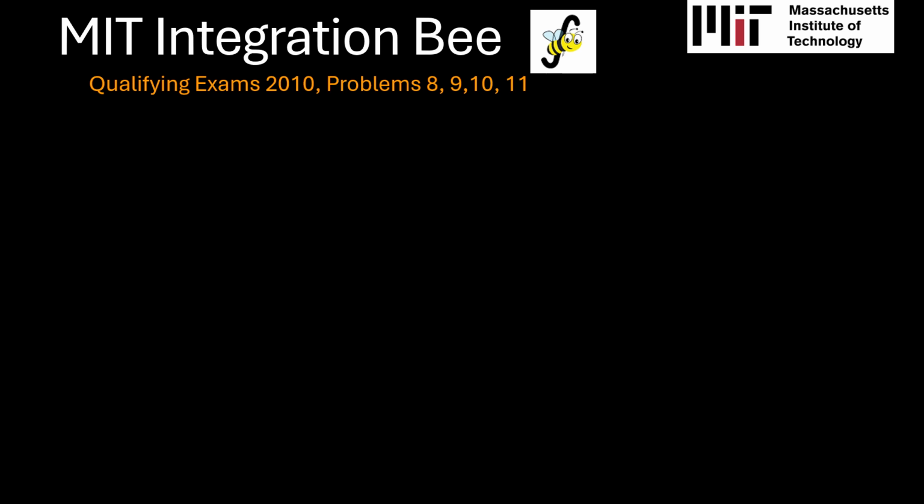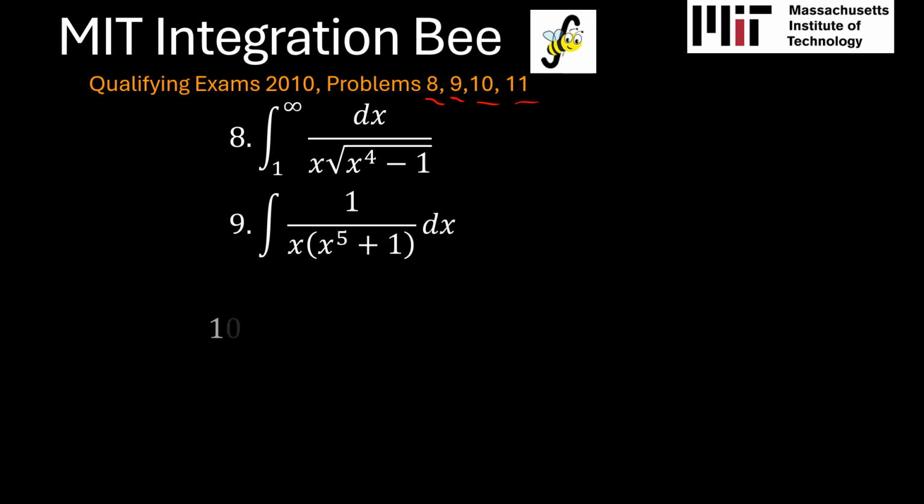Welcome to Everyday Mathematics. Today we are still on the MIT Integration B Qualifying Exams 2010, and we'll be looking at problems 8, 9, 10, and 11. So problem 8 is the definite integral from x equals 1 to x tending to infinity of 1 over x times the square root of x to the power 4 minus 1. Problem 9 is the indefinite integral of 1 over x times x to the power 5 plus 1.